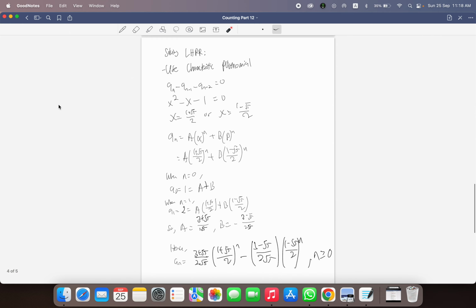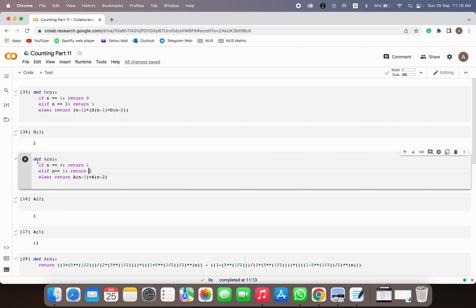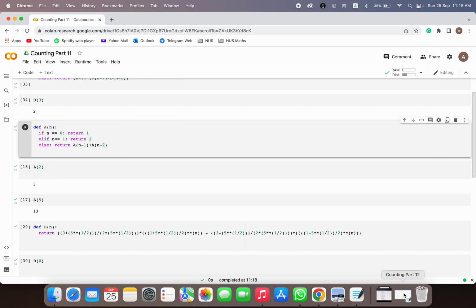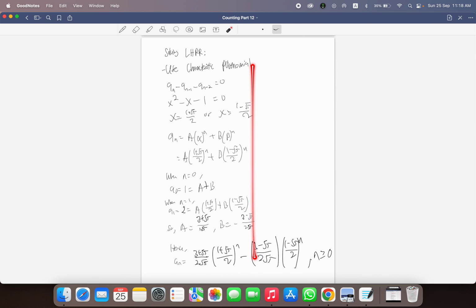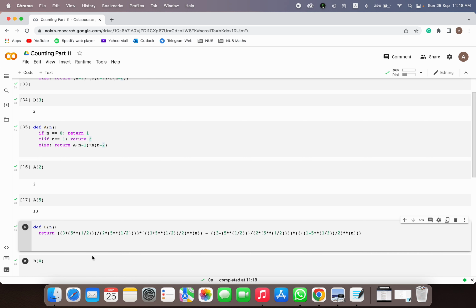If you are unsure whether this is a true formulation, we can actually run the code version. As we did for the derangement, we can set our initial conditions for a(0) and a(1) to return 1 and 2 respectively, and otherwise return a(n-1) plus a(n-2). We can see how we have already solved for the characteristic polynomial to get the roots, and afterwards this leads us to the solution to the recurrence relation, and we can type this solution out in a very lengthy way, which we'll call b_n now.